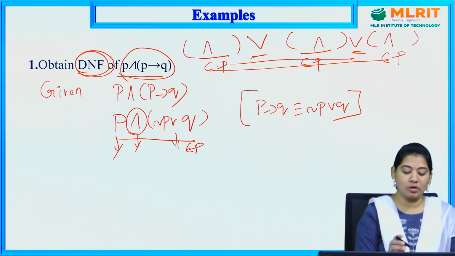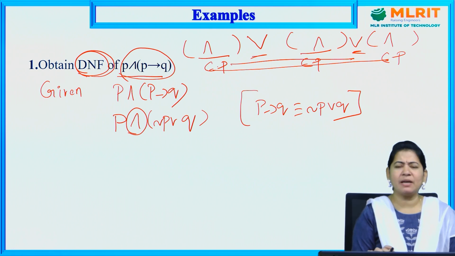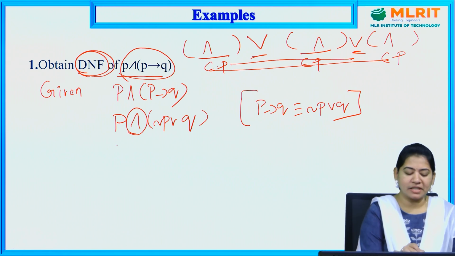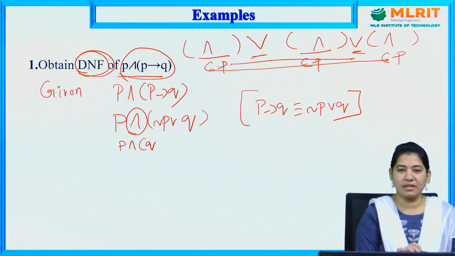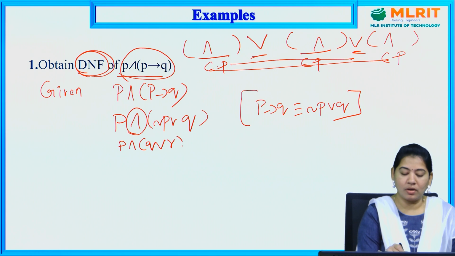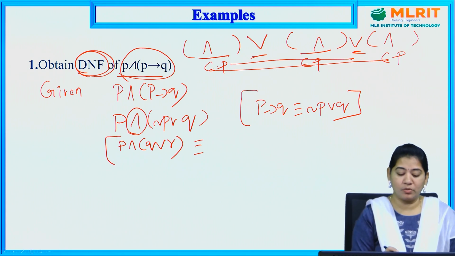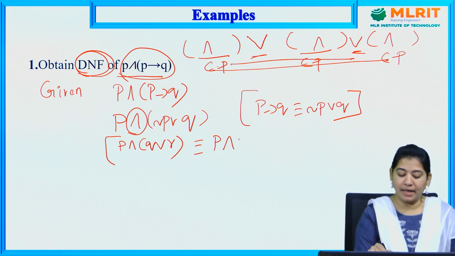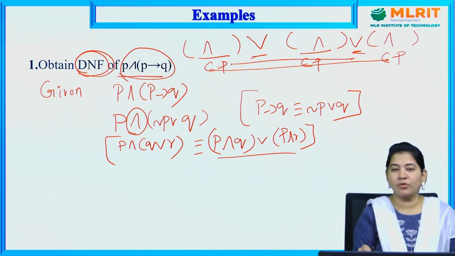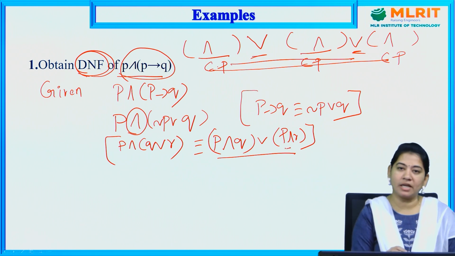How to solve this? As I have P and (negation P or Q), just apply the distributive formula here. Consider this as P and this as Q. Negation P, considering it as Q, or. What formula can I get by applying the distributive formula? I can get P and Q or P and R. If we observe, the RHS you are getting is in the form of sum of elementary products, so I can apply it here.